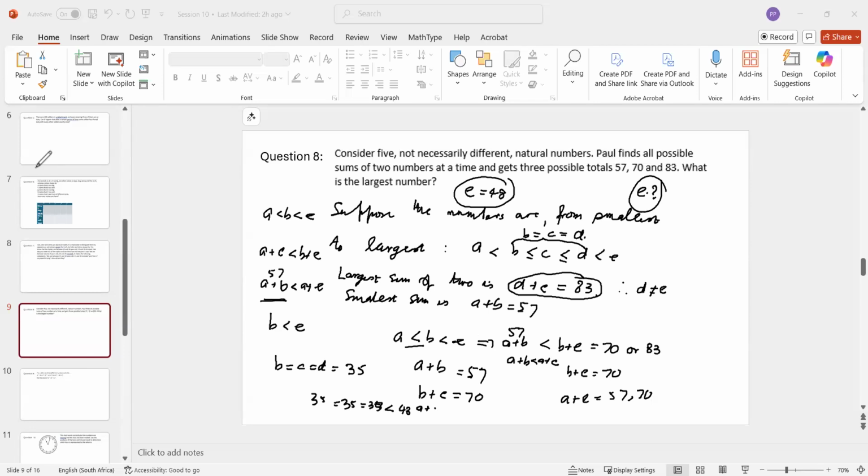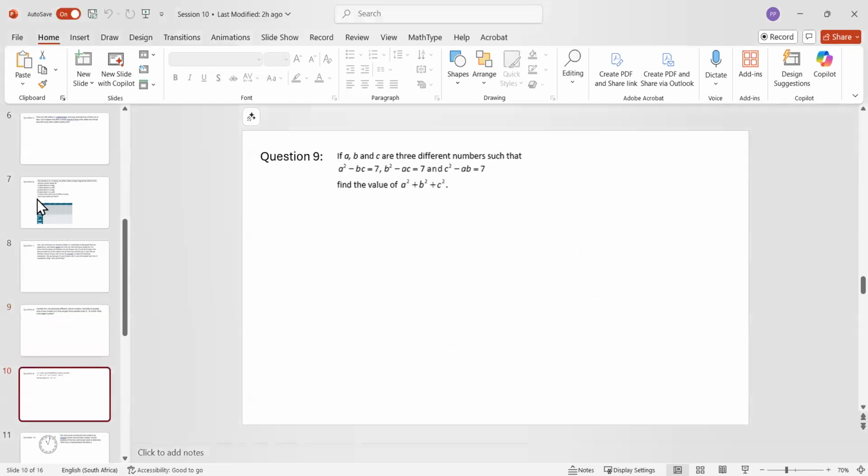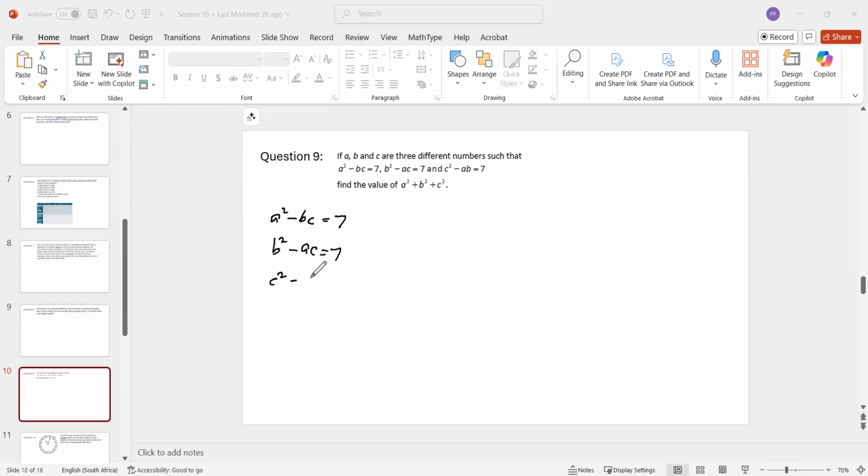All right. So the next one is question 9. If A, B, and C are three different numbers such that, okay, you got equations here now. This doesn't seem to be a logical problem. A squared minus BC is equal to 7. B squared minus AC is equal to 7. I'm rewriting these here. C squared minus AB is equal to 7. So you got three unknowns, A, B, and C.